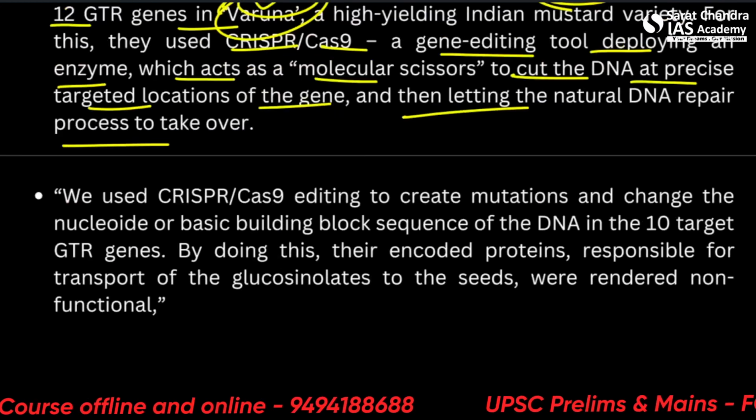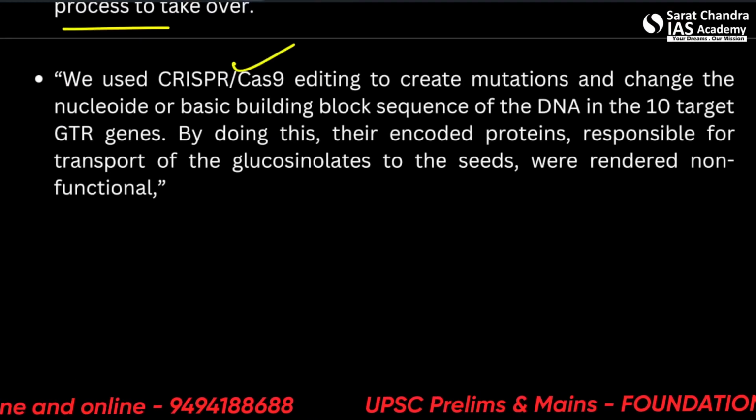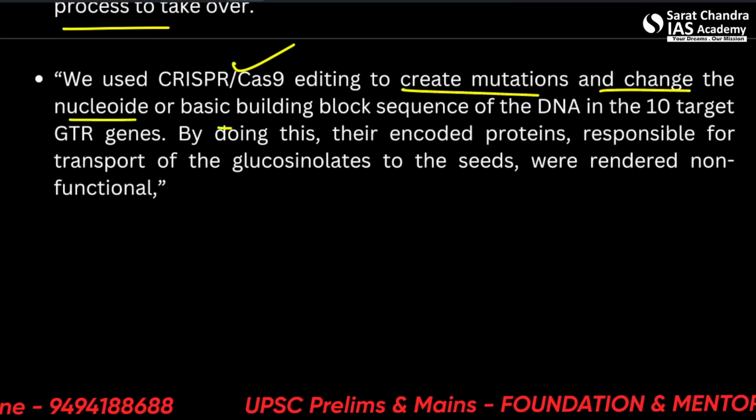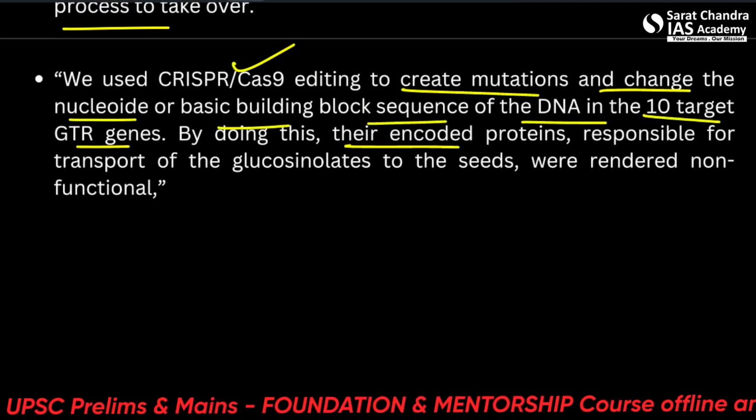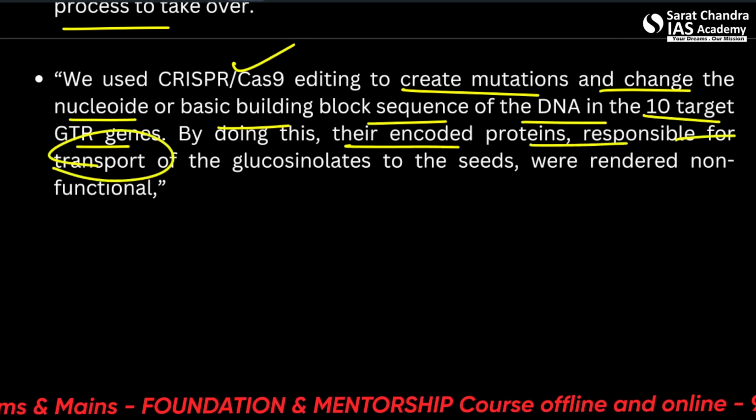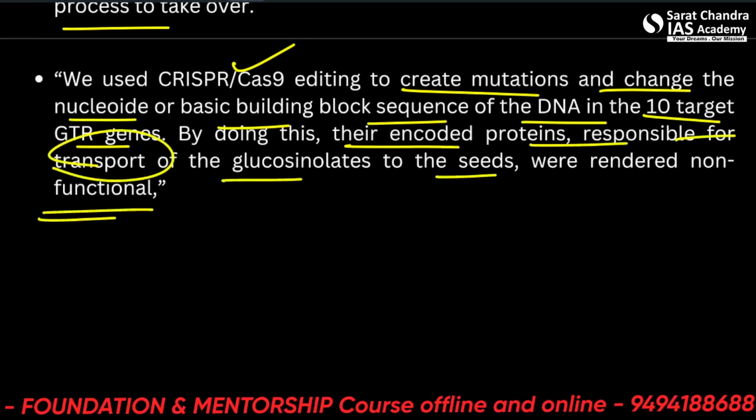So which enzyme was used here? CRISPR-Cas9 editing, to create mutations and change the nucleotide sequence, the basic building blocks of DNA, in the 10 target GTR genes. By doing this, their encoded proteins, responsible for transport of the glucosinolates to the seeds, were rendered non-functional.